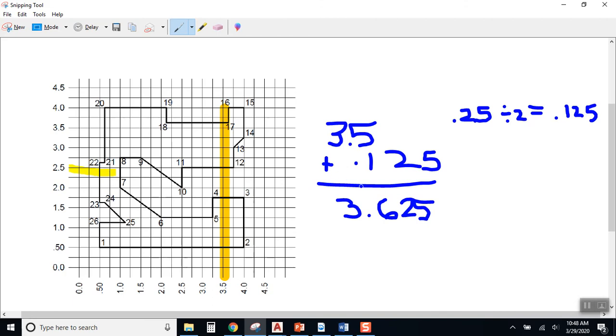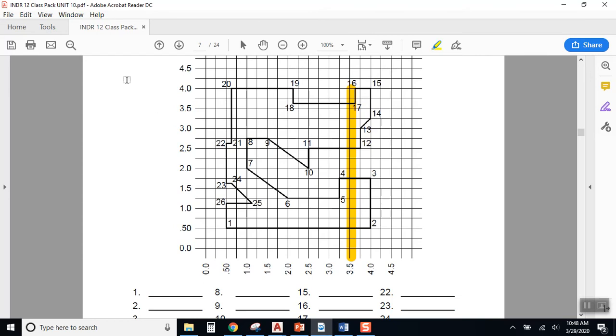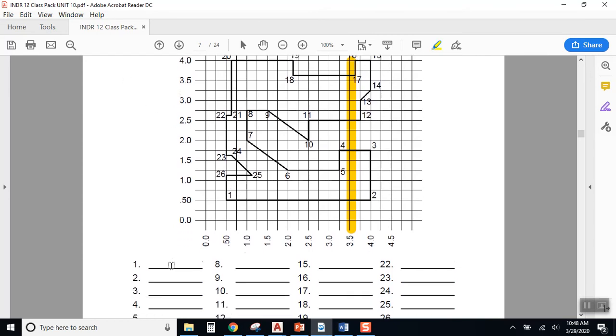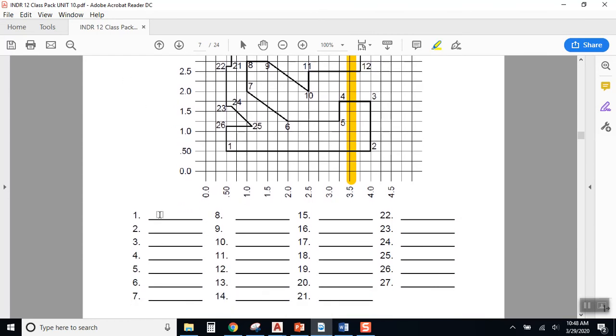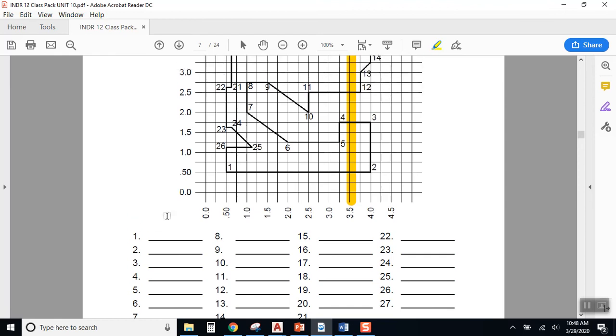All right, so what you want to do is you want to take a look at this assignment. You want to work your way through it, write out the points in the format we talked about, x comma y, no spaces in between. And then when you've got it all written out, start AutoCAD up and start entering your coordinates after you start the line command.